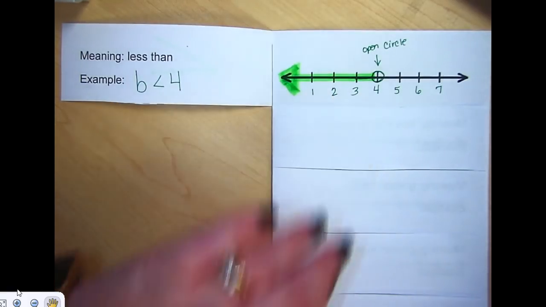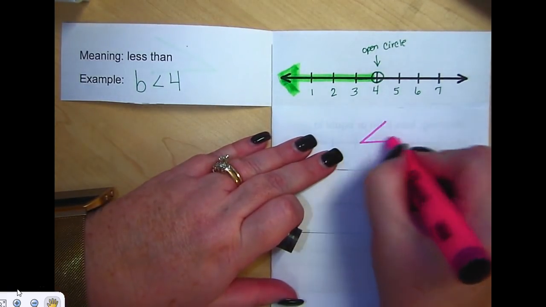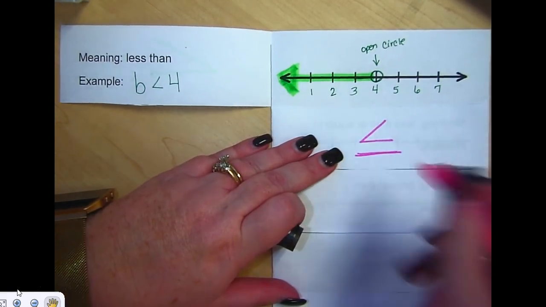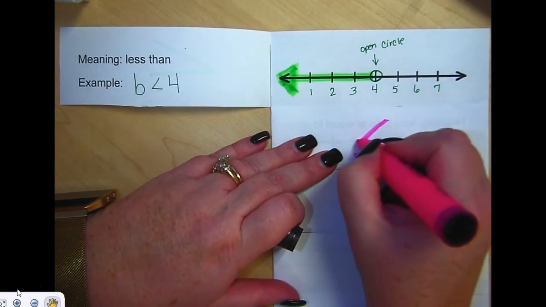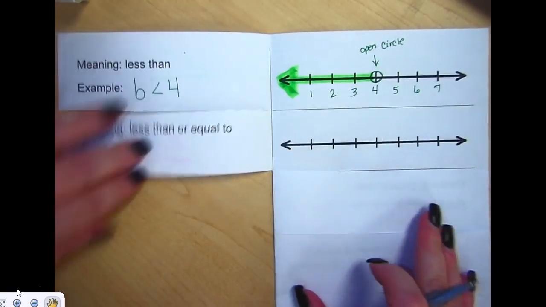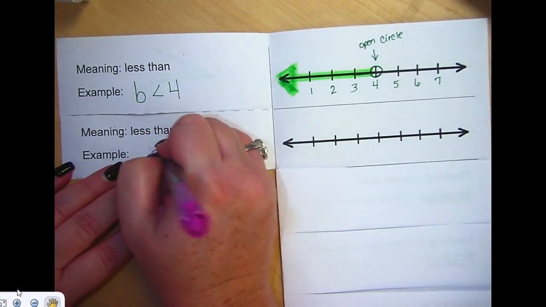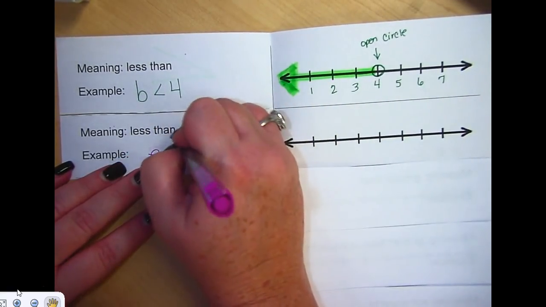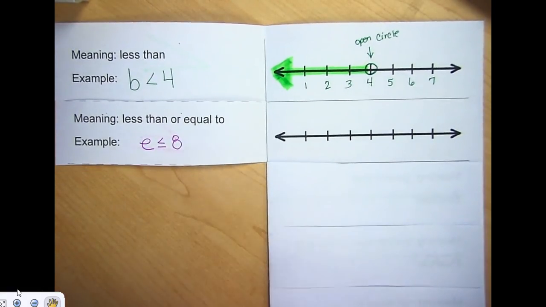All right. The next sign that we are going to use is less than or equal to. Make sure you get your equal to. Less than or equal to. So let's use E is less than or equal to 8. E is less than or equal to 8.